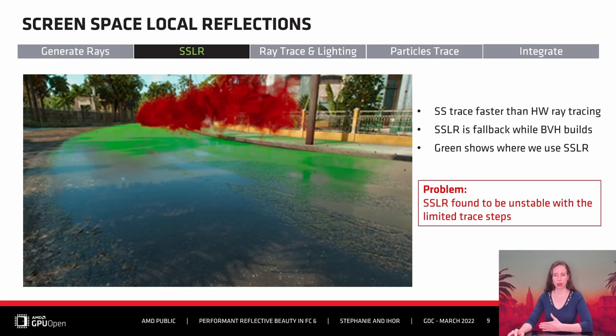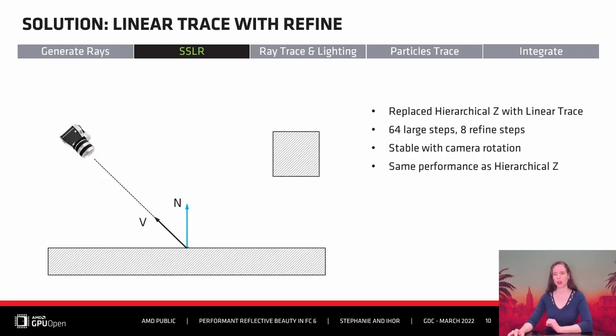But the SSLR that we used in Far Cry 5 proved to be unstable with its limited trace steps. The problem was that our hierarchical Z trace could run out of iterations, and with slow camera rotation, flickering would appear as gaps formed and disappeared in the reflections.